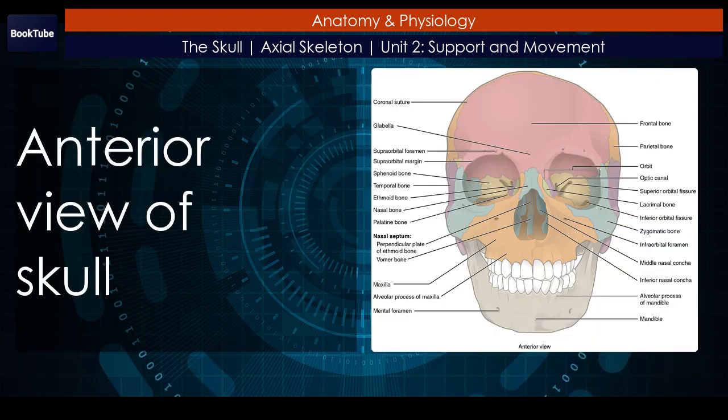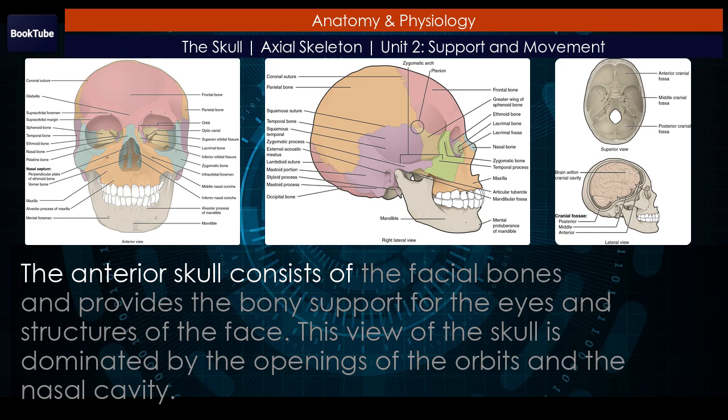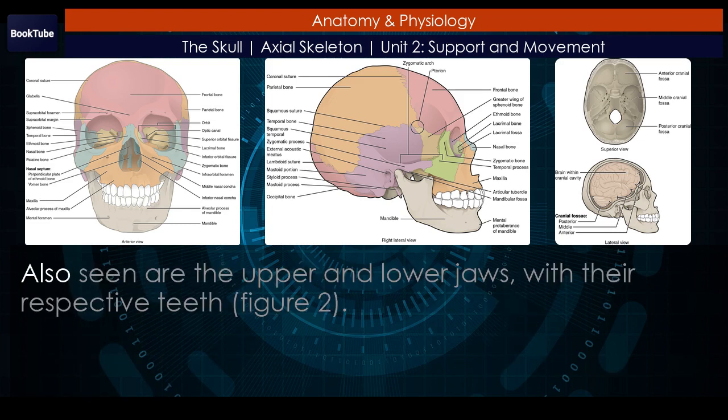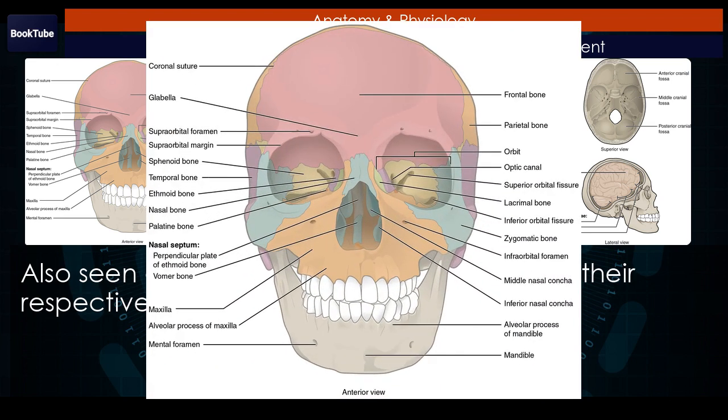Anterior view of the skull. The anterior skull consists of the facial bones and provides the bony support for the eyes and structures of the face. This view of the skull is dominated by the openings of the orbits and the nasal cavity. Also seen are the upper and lower jaws, with their respective teeth. Figure 2.